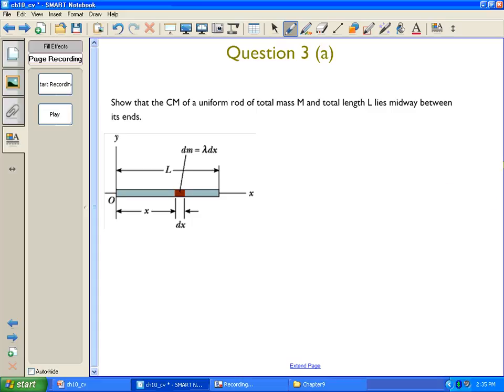Okay. The first thing that we want to do, in a sense, is what they've done for us. We want to draw the rod, which is just basically meant to be one-dimensional. In other words, it's not meant to be a rod which is length times width. It's just a very thin rod, or in other words, a line.